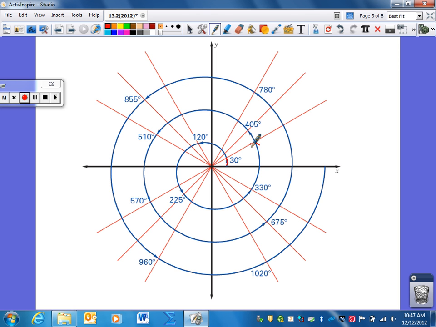I could go another full circle. 360, 360, that's 720. And another 30. 720 and 30 is 750. That's three angles that have the same terminal side. Coterminal means that they just end in the same spot. So you have a 30 degree angle. A coterminal angle could be 390. Another coterminal could be 750.